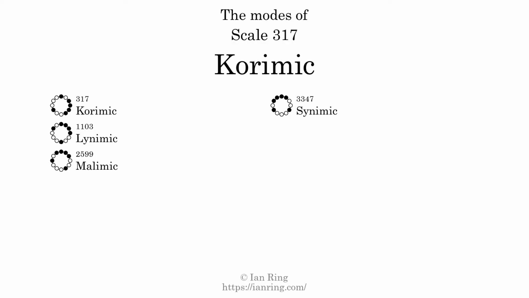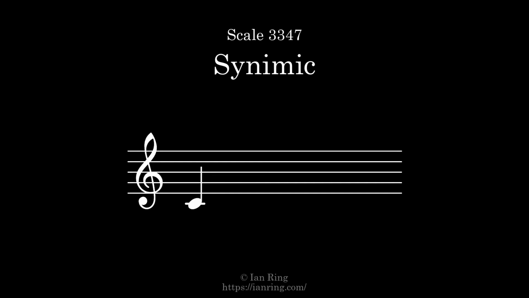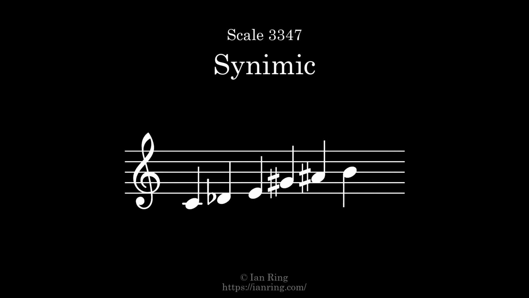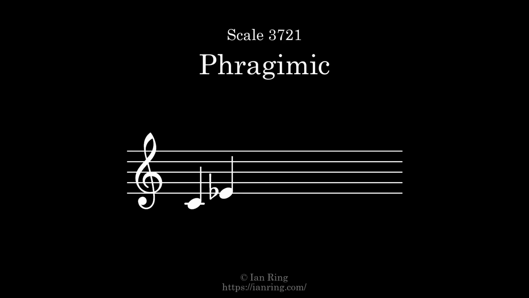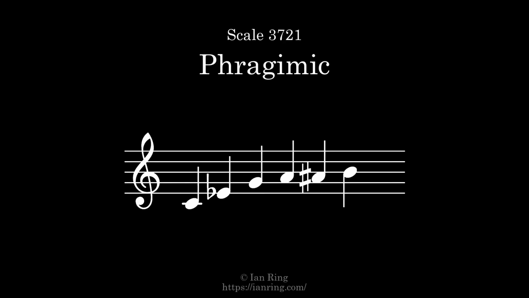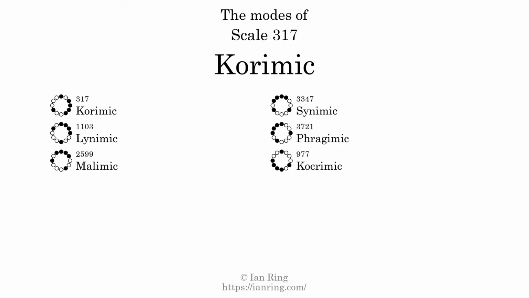The fourth mode is scale 3347, also known as cinnamic. It sounds like this. The fifth mode is scale 3721, also known as phrygiamic. It sounds like this. The sixth and last mode is scale 977. Also known as Korimic. It sounds like this.